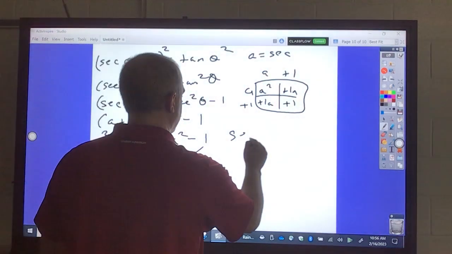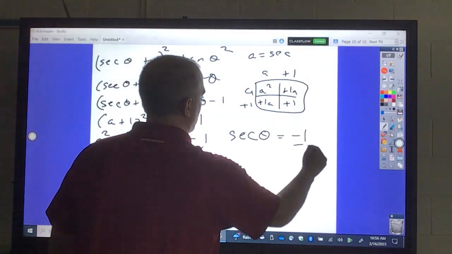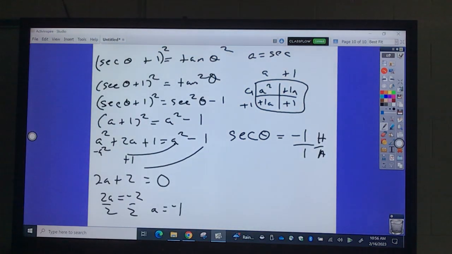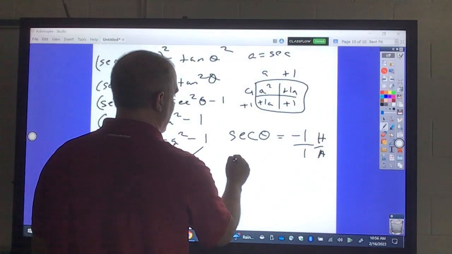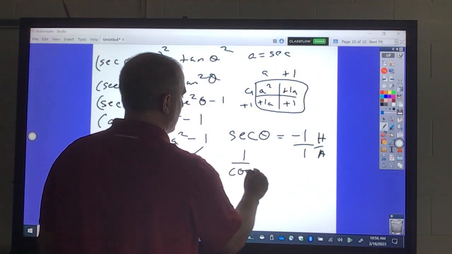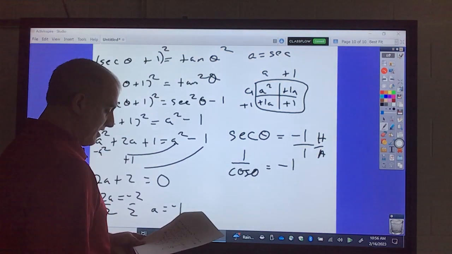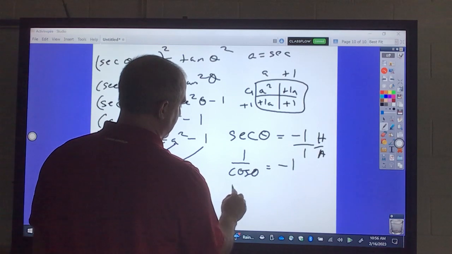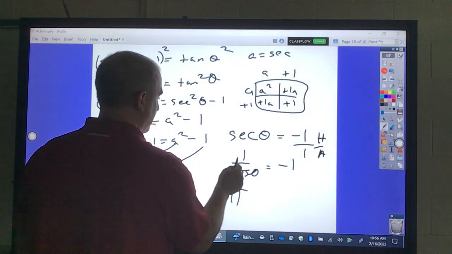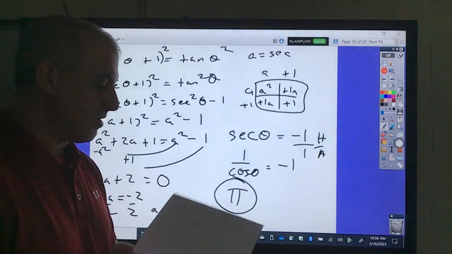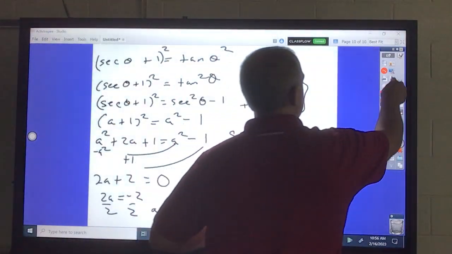Bring back secant. Secant of theta equals negative 1. So that's h over a. If I look at all my triangles, no situation creates that. So I have to look at my axis points, which would be 1 divided by cosine of theta equals negative 1. Well, where is that? The only place where that happens is at pi, because cosine is negative 1. And now you can practice one of those in your notes.